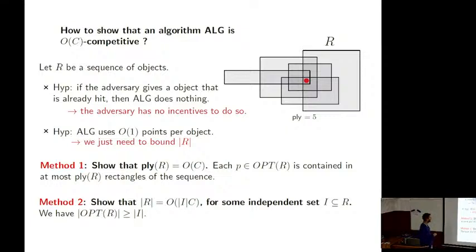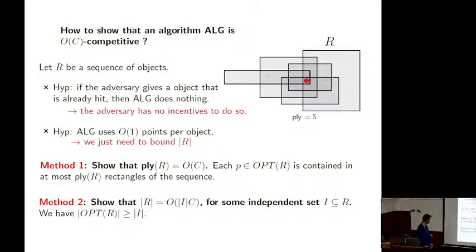So how do we show that the algorithm for hitting set is O of C competitive? Let's say R is the sequence of objects. Here I represented rectangles, but it doesn't have to be rectangles. I make 2 assumptions on this algorithm. First, if the adversary gives an object that is already hit, the algorithm does nothing. The adversary has no incentive to do that, right? The second hypothesis is that the algorithm will use a constant number of points for each object. This is verified by all the algorithms I know, so I assume this is true. Then how do we show that such an algorithm is C competitive?